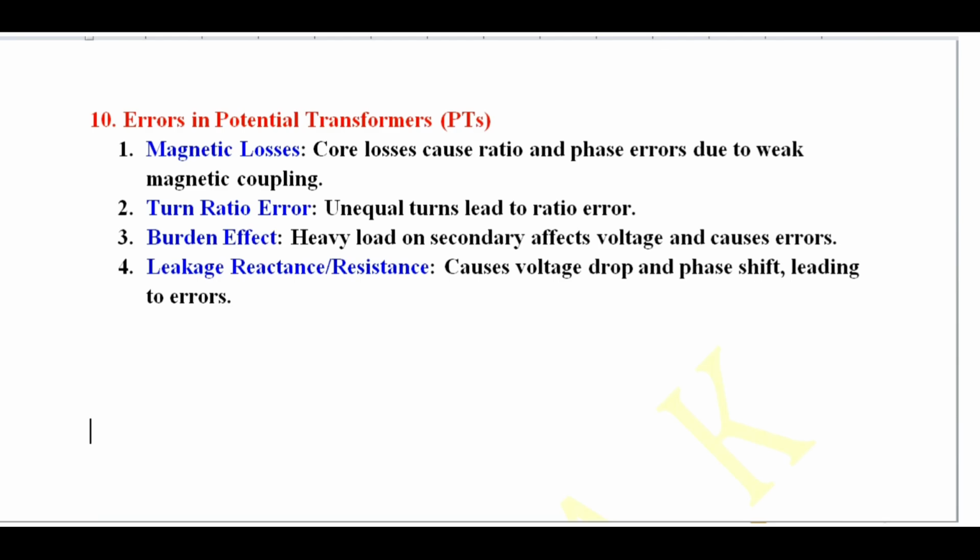First, magnetic losses. Core losses cause ratio and phase angle errors due to imperfect magnetic coupling between primary and secondary windings. Next, imperfect turn ratio. If the number of turns is not exactly proportional, it causes ratio error. After that, burden on secondary. High load connected to the secondary affects the voltage and introduces both ratio and phase angle errors. Finally, leakage reactance and resistance. These internal properties in the winding cause voltage drop and phase shift, which lead to errors.